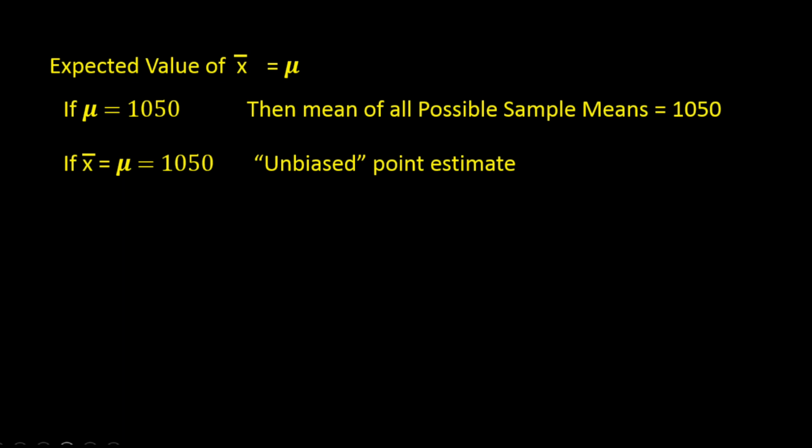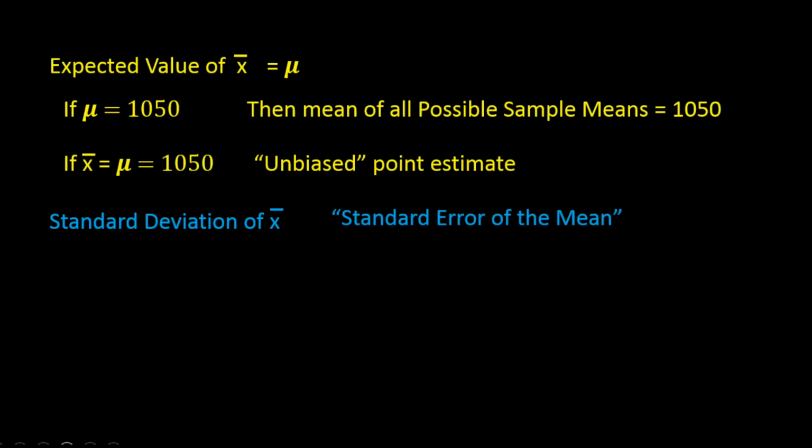Just as the sampling distribution has its own mean, it also has its own standard deviation. We will call this the standard deviation of x bar. It is also called the standard error of the mean, and it looks like this: sigma subscript x bar. Remember, sigma without any x bar is the standard deviation for the population, so sigma subscript x bar is the standard deviation for the sampling distribution of x bar.